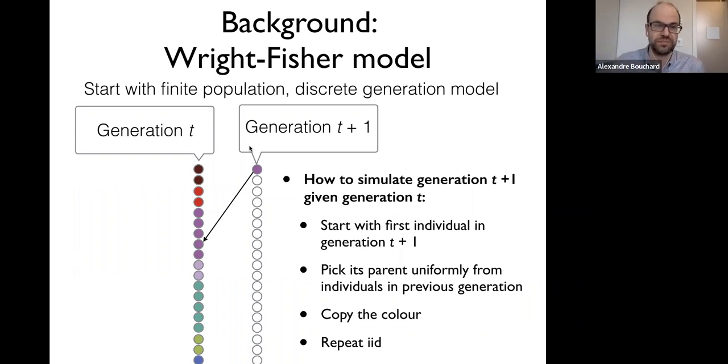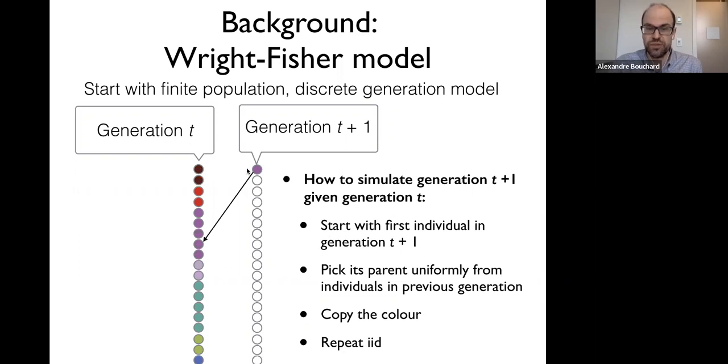So we're going to talk about a finite population, which are these circles, and we're going to talk about discrete generations. And I'm showing just two successive generations here, t and t plus 1. And it's a probability model, so I just need to explain how I can simulate generation t plus 1 given generation t.